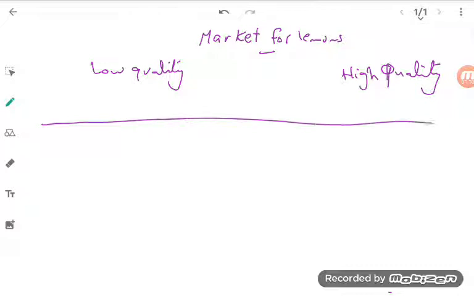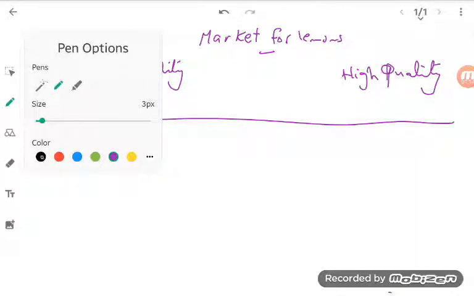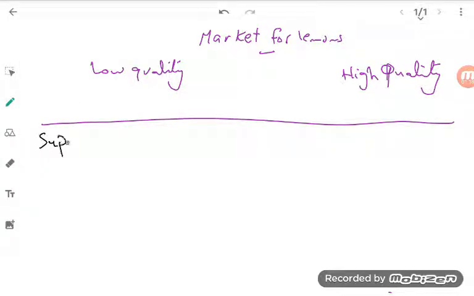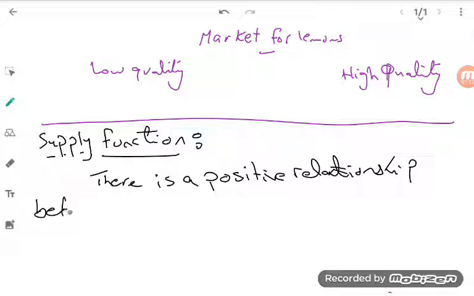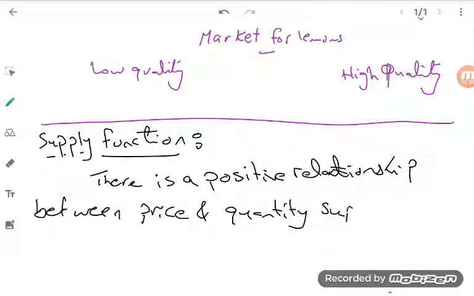Before we start to explain the idea of the market for lemons, we have to review what is meant by the supply function. According to the law of supply, there is a positive relationship between price and the quantity supplied, keeping all other factors constant.